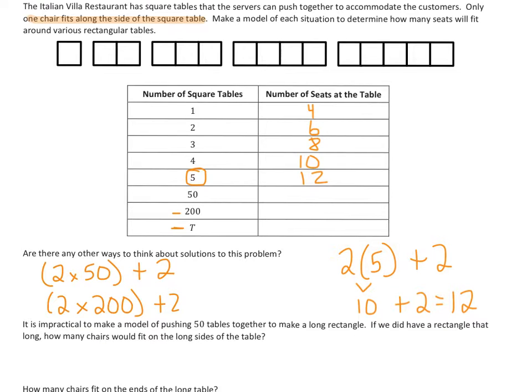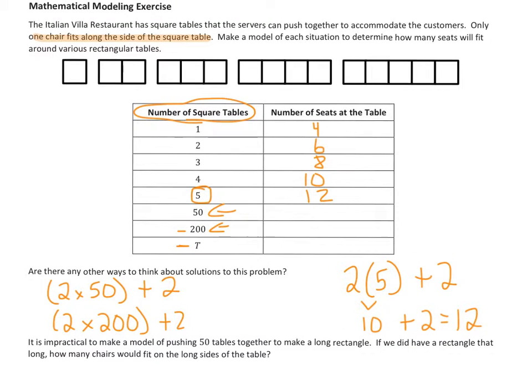An unknown amount. Well, aren't we just always doubling the number of square tables? So it would just be 2t. And then we add 2. I think that looks pretty good.